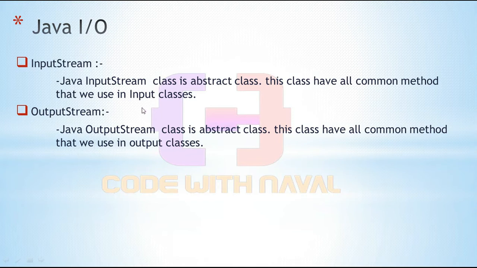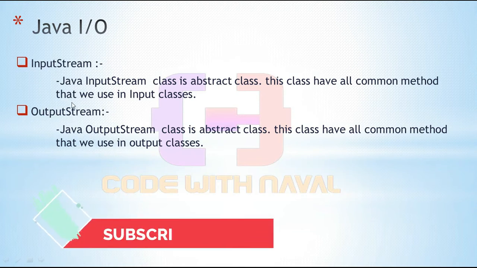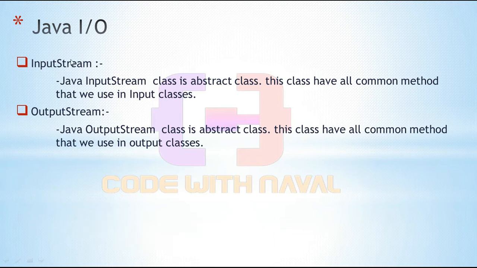Till now we saw so many input and output classes. Those are all concrete classes, complete classes. We can simply create an object and use it. But these two are abstract classes. We can't create objects of these abstract classes. We simply use these two as the parent classes for all input and output stream classes.